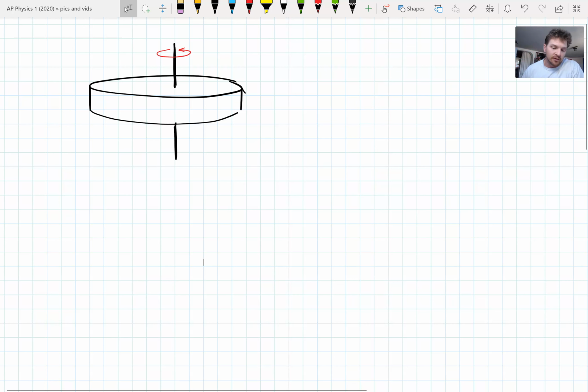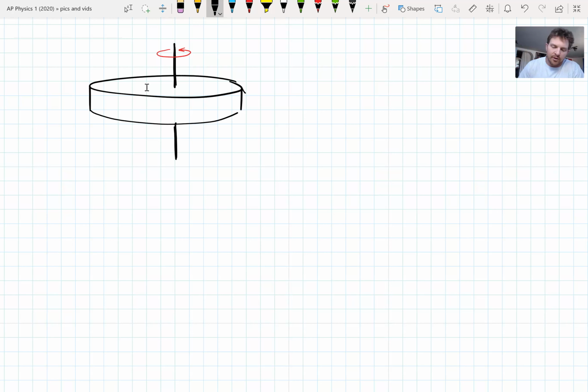With circular motion, for example, this right here is a disk. This is what we would call its axis of rotation, this black line that's going through it, and you can tell what direction it's going by this little arrow drawn right there. This thing would be rotating, so we could describe it as rotational motion, or in our case, circular motion.